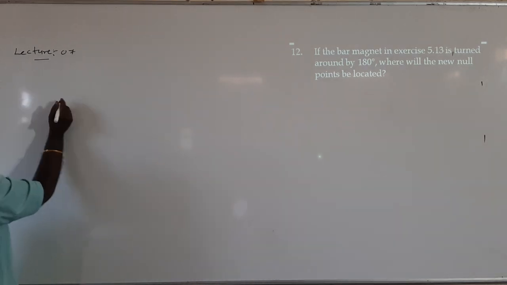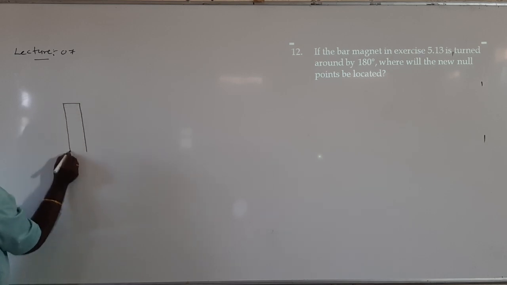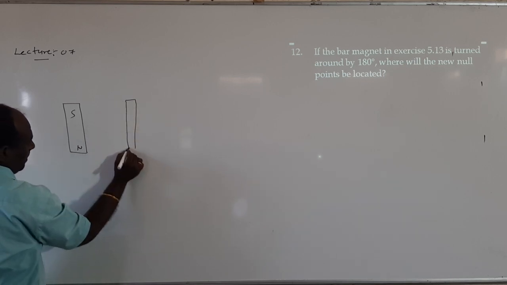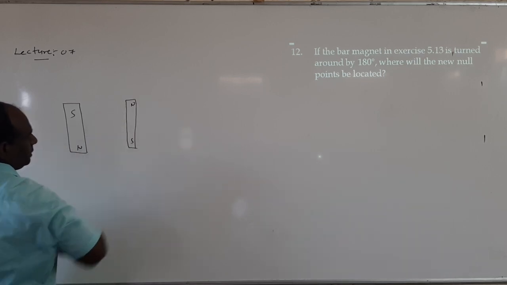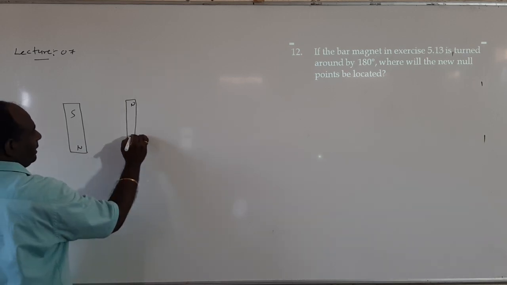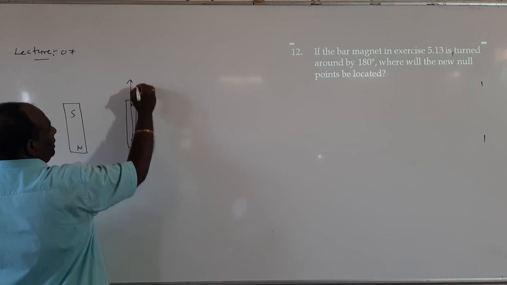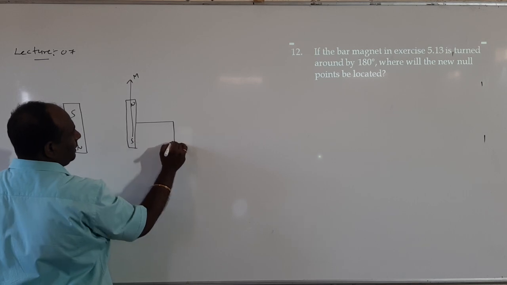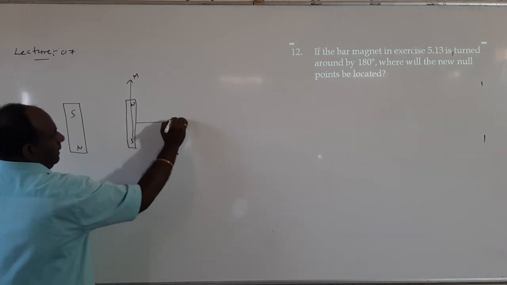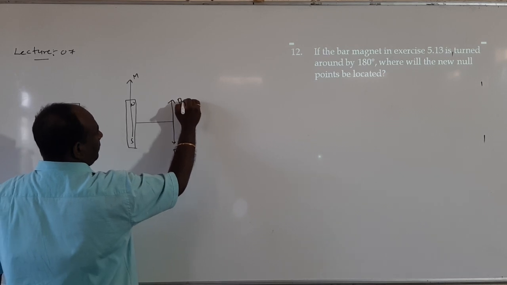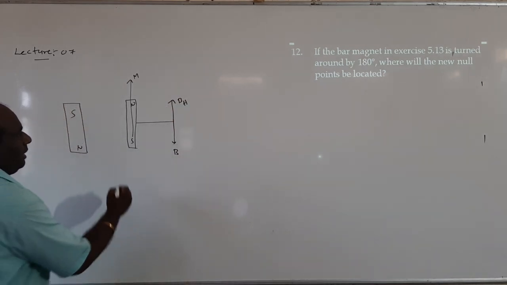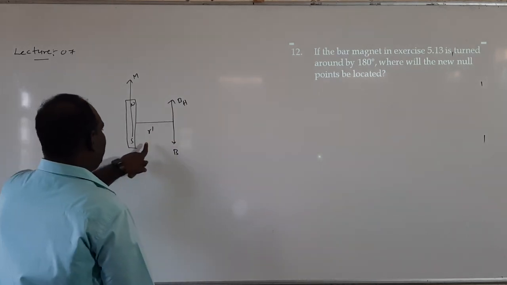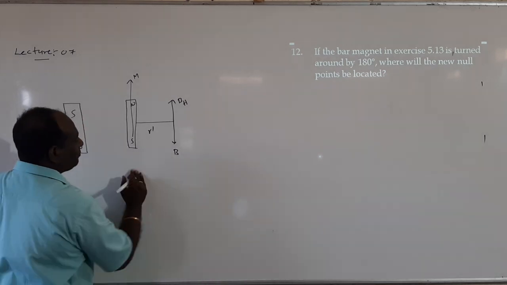Sir, see, this is the question. This is south, north. I rotated it 180 degrees, so this becomes north and this becomes south. In this direction, the bar magnet creates a magnetic field, and the magnetic moment is in this direction. The earth's magnetic field BH is in this direction. So at what distance does the null point exist? At a distance R dash the null point exists. So what is the relation between axial and equatorial? I can write here.